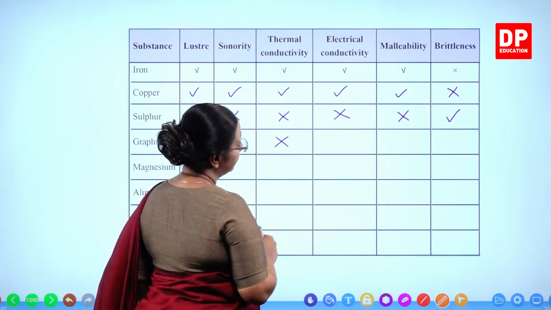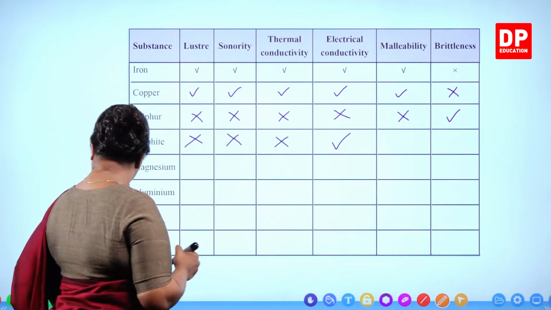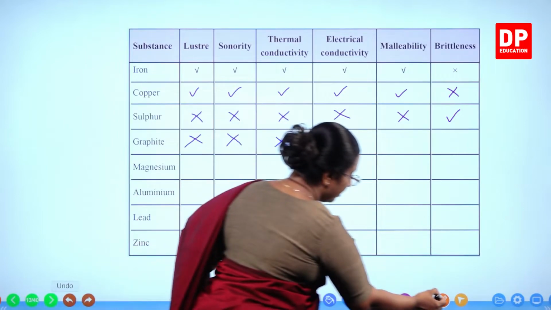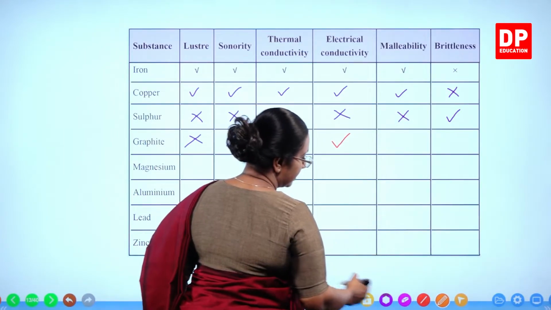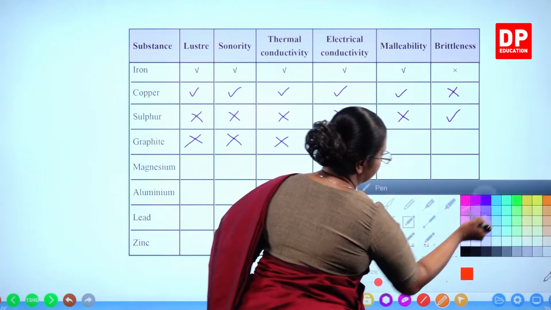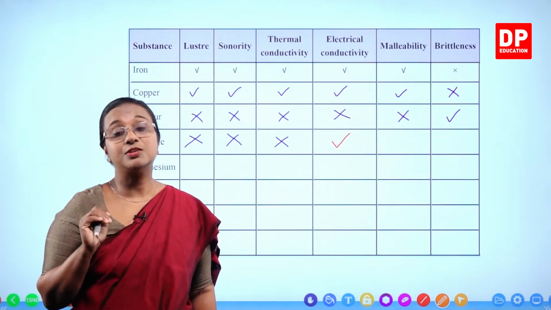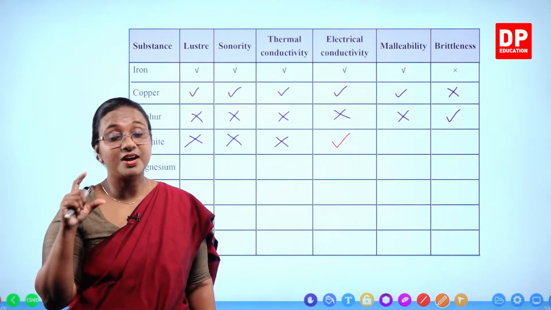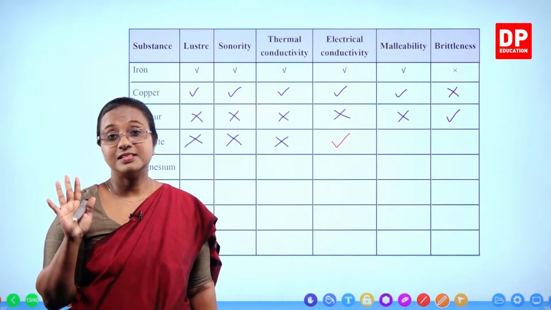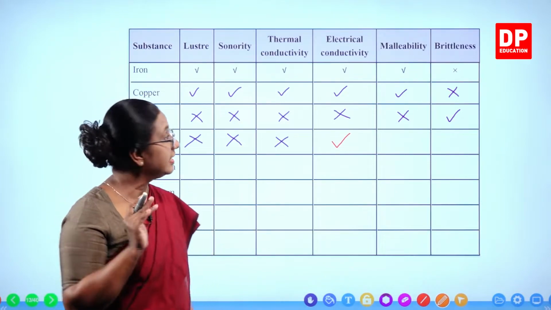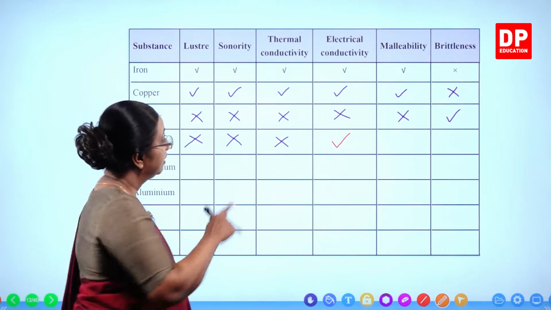But electrical conductivity, it does conduct. I will put it as an exception, in a different color. This conducts electricity. Now you have heard about graphite electrodes, or in batteries, dry cells, there is carbon graphite. They conduct electricity very well. So that is a special feature for carbon graphite.